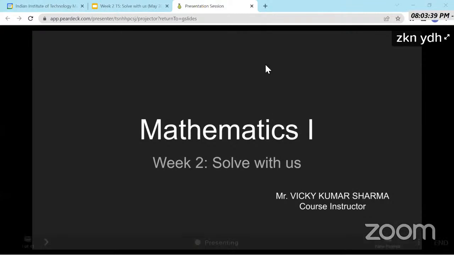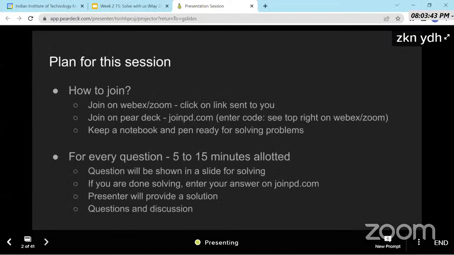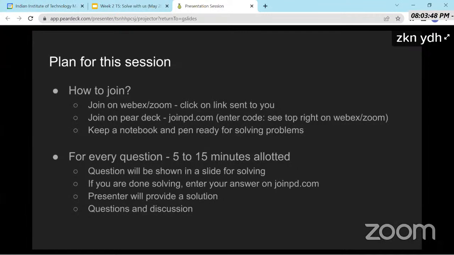This slide tells you about how to join this session. It also tells you the rules, like what we will be doing here to participate in this session. You are joining through Zoom, which is something you have already done. That's why you're in the session.